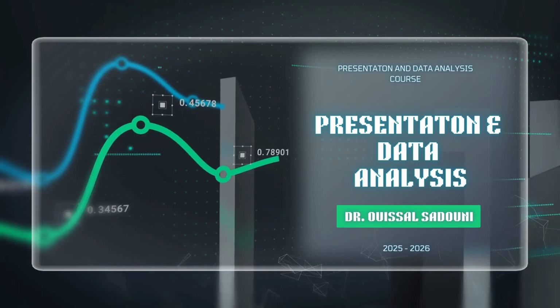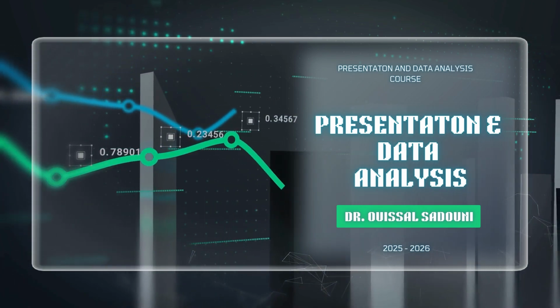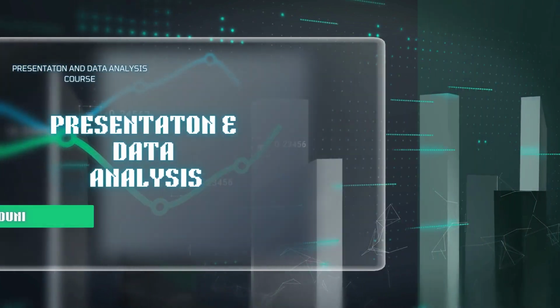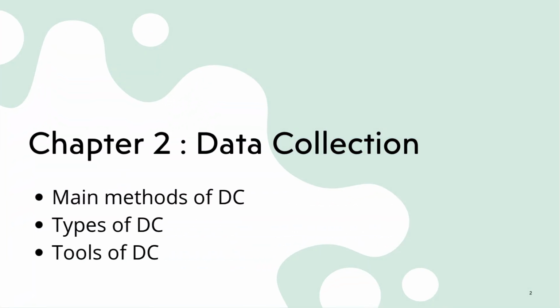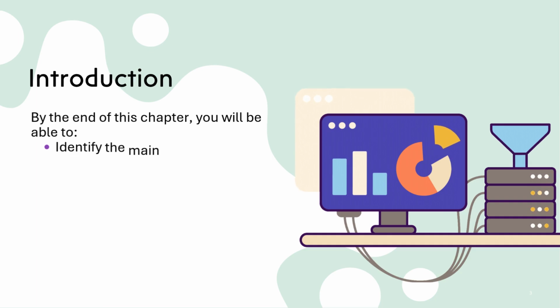Throughout this course, we'll keep things practical, simple, and to the point, so grab your notes and let's jump right in. In this chapter named Data Collection, we'll explain data collection and then we'll dive into its main methods, tools, and types. We'll break it down into key ideas, explain them clearly, and give real life examples where needed. Let's begin with a quick overview.